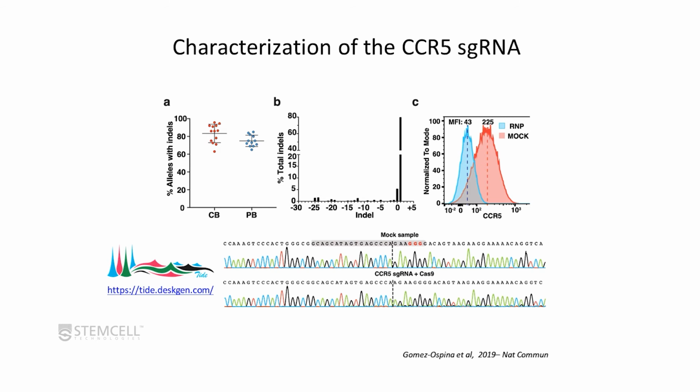You can see from the sequences and also from this histogram that the most common indel in this particular system is a single nucleotide insertion. And you can see in the FACS plot, where we're looking at CCR5 expression, that the addition of the guide with the Cas9 as an RNP decreases the expression of CCR5. So we are knocking it out when we do this process.